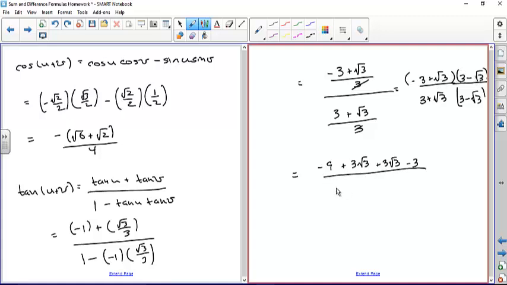The denominator has 9. 3 times 3 is 9. The inner and outer cancel out. And then I have positive the square root of 3 times negative the square root of 3, so that's negative 3. So I'll get negative 12 plus 6 times the square root of 3, over 6. And then I can divide each of these by 6. I get negative 2 plus the square root of 3.